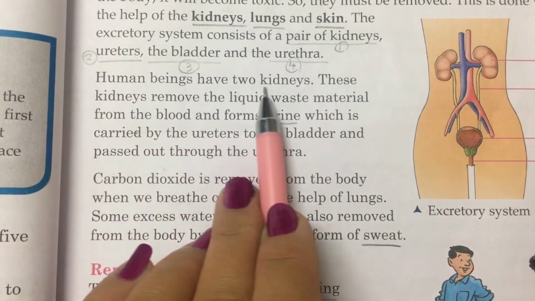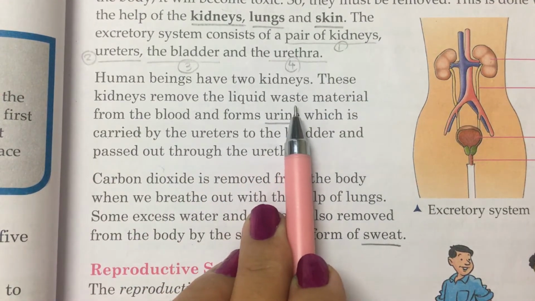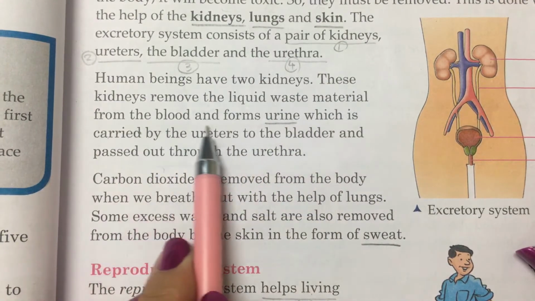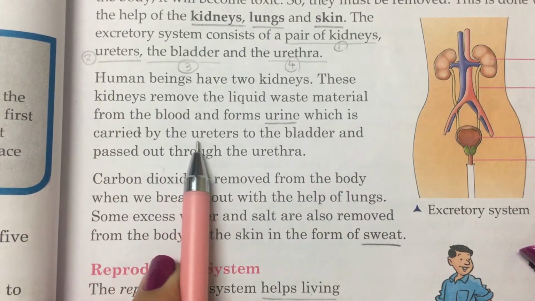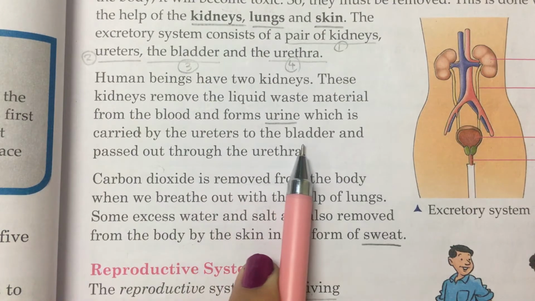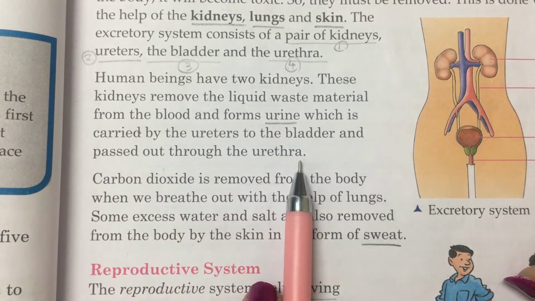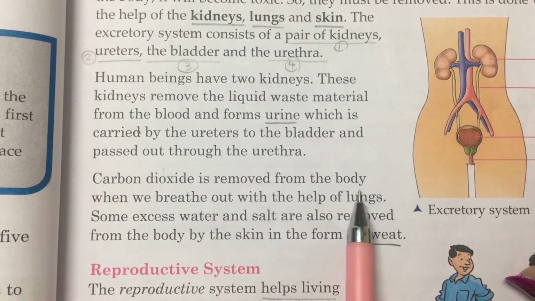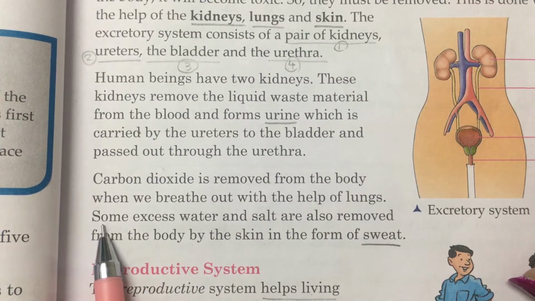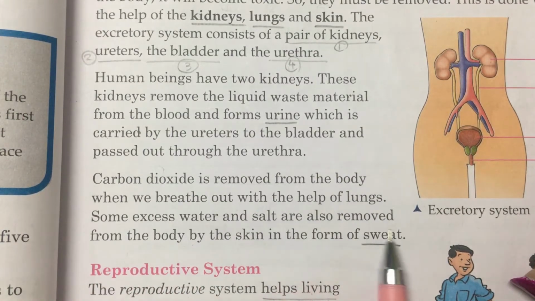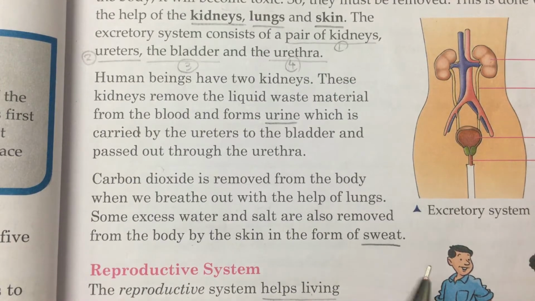Human beings have 2 kidneys. These kidneys remove the liquid waste material from blood and form urine, which is carried by the ureters to the bladder and passed out through the urethra. Carbon dioxide is removed from the body when we breathe out with the help of lungs, and some excess water and salt are also removed from the body by the skin in the form of sweat.